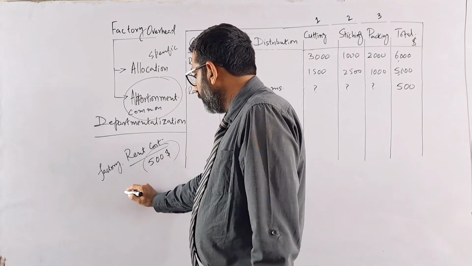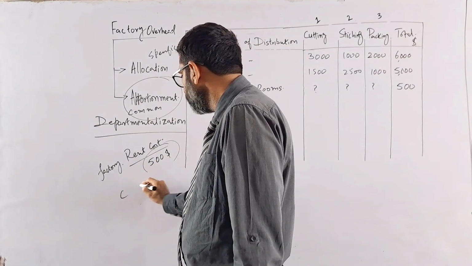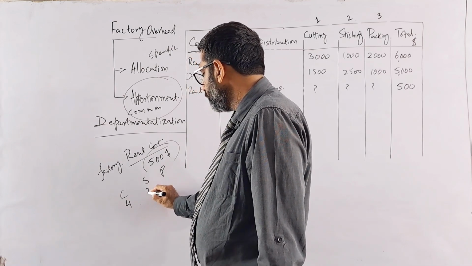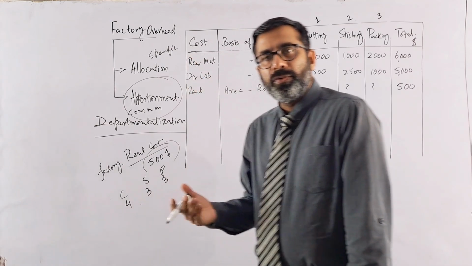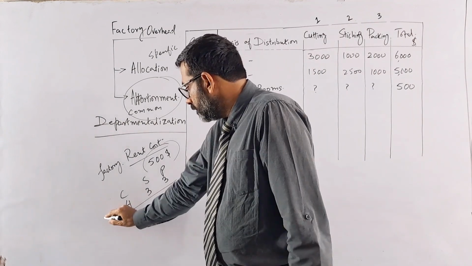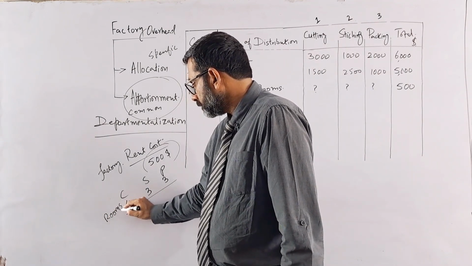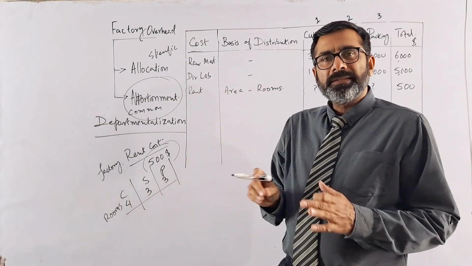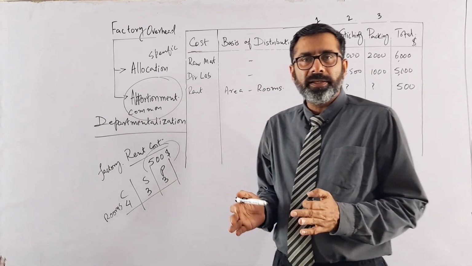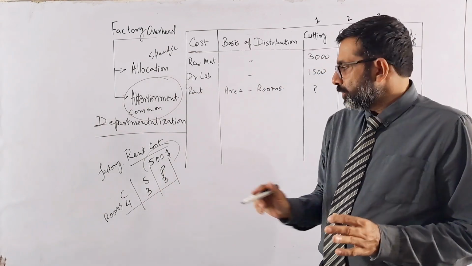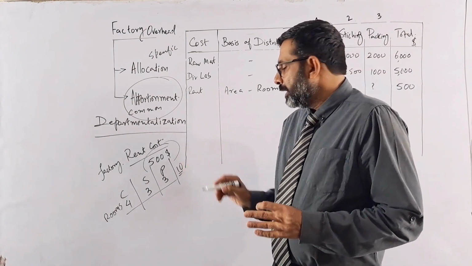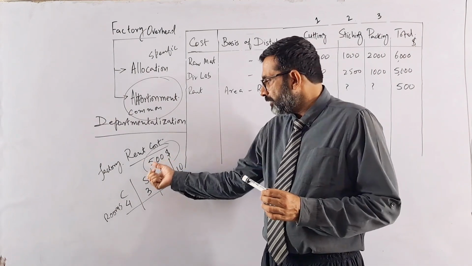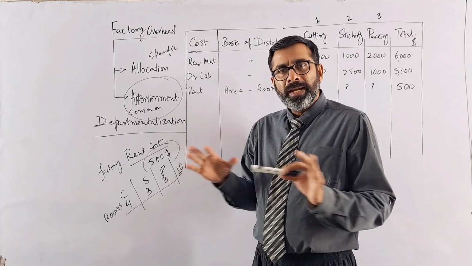that we have 3 departments: a cutting department, a stitching department, and a packing department. They have 4, 3, and 3 rooms. So these are the rooms. Rooms are given: 4 rooms for the cutting, 3 rooms for the stitching department, and 3 rooms are used for the packing department. So it means the total rooms are 10. So in the 10 rooms, the total cost is how much? That is $500. So we have to distribute that 500 according to these 10 rooms.